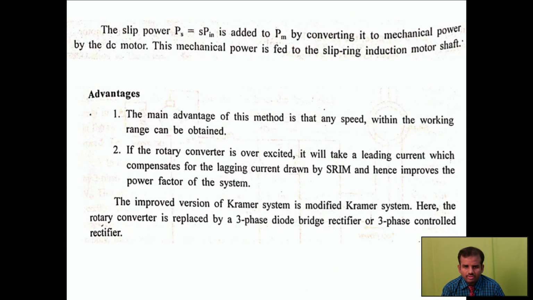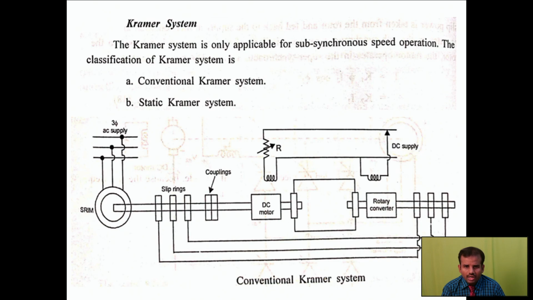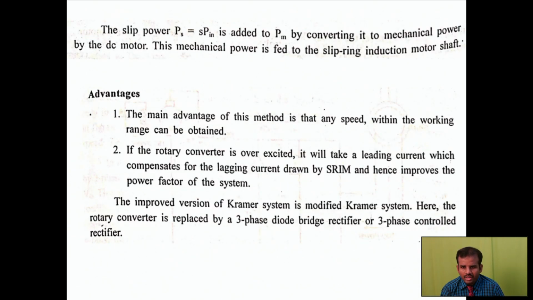Okay, so now the advantages of the conventional Kramer system. The first and main advantage is that any speed within the working range can be obtained. The second is that if the rotary converter is over excited, it will take a leading current, which compensates for the lagging current drawn by the slip ring induction motor, which improves the power factor of the system.